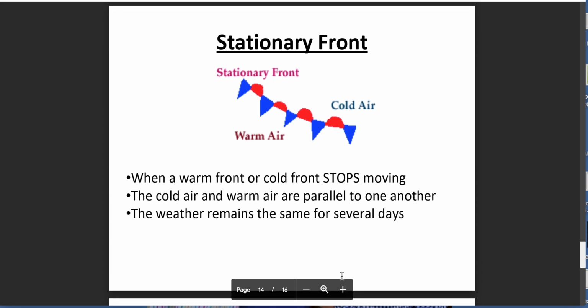Stationary, like we said, when they stop moving, they are parallel to one another. It remains the same. I think about it like a fight. Neither one of them will move. They'll just be stuck right there. They will not move.